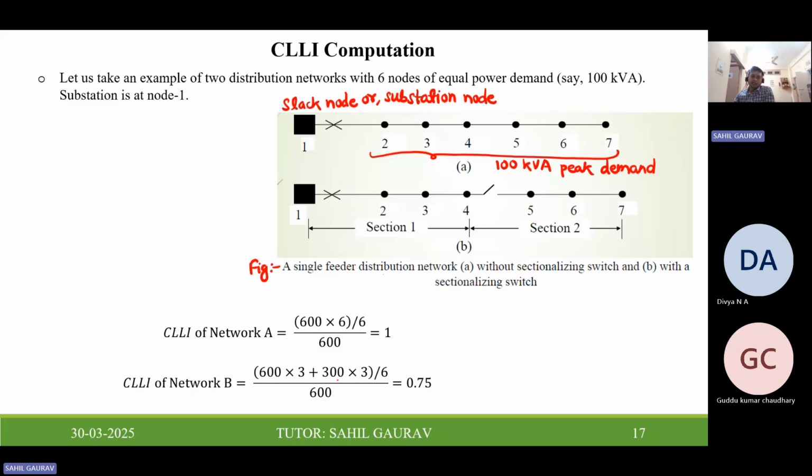Now we will find the CLI of networks A and B both, and this cross point denotes a circuit breaker. So both are 7 node feeders. One is the slack node, a substation node, and 6 are load nodes where this 100 kVA peak demand is occurring.